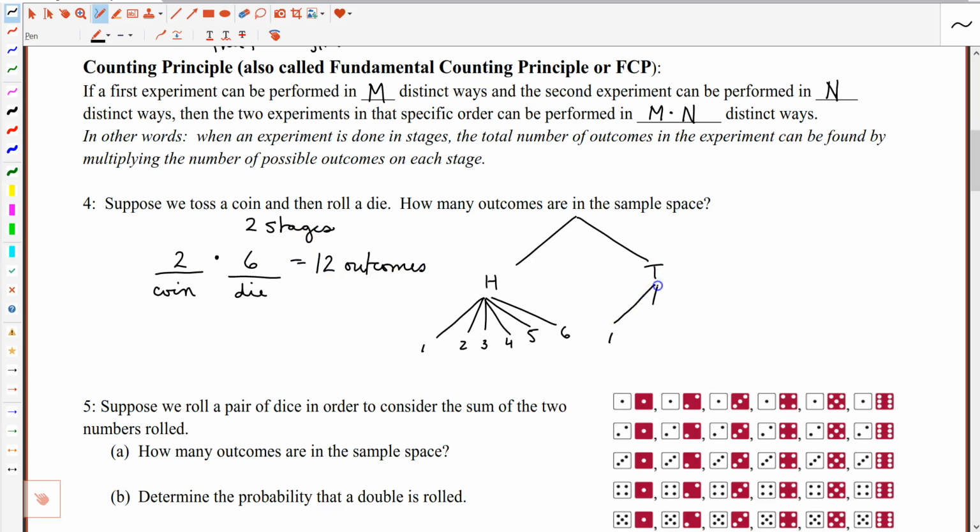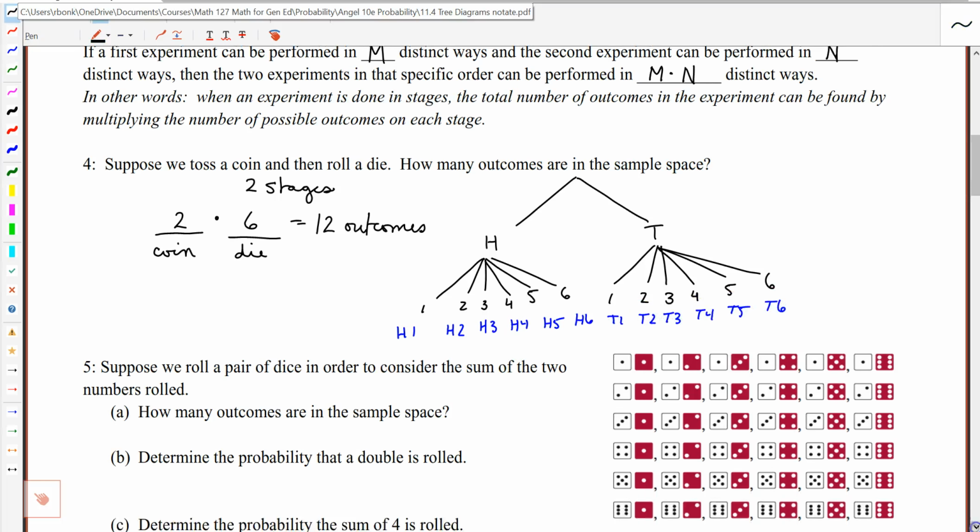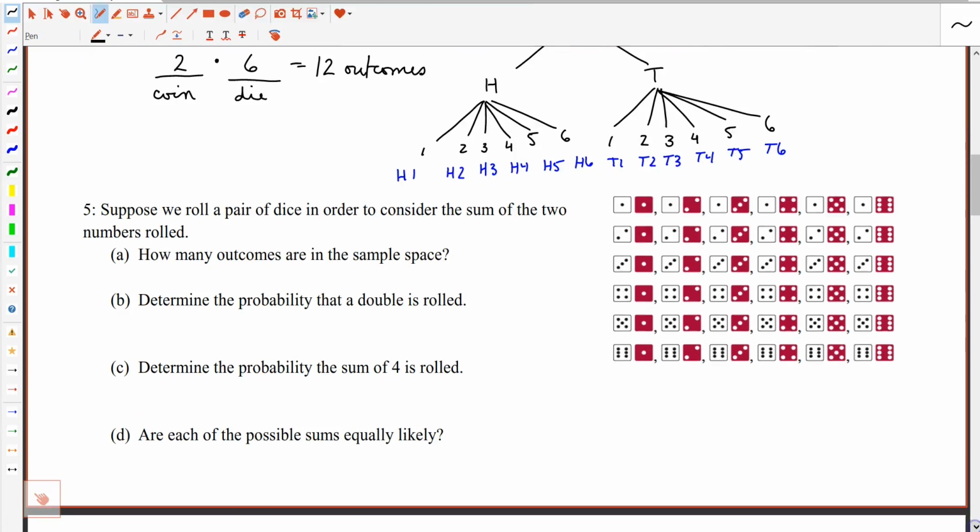To finish this tree, so you can see what the 12 are, 4, 5, 6. The outcomes, if I were to start listing them down here, I could get a heads and then roll a 1, heads and then a 2, heads and then a 3, heads and then 4, heads and then a 5, heads and then a 6. And then I could also have tails 1, tails 2, tails 3, tails 4, tails 5, and tails 6 to finish out my 12 outcomes. Now, as opposed to doing a tree diagram, you can also make an orderly list.